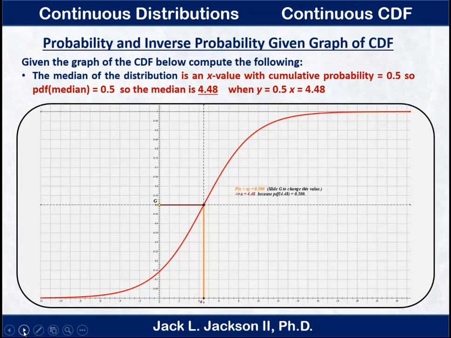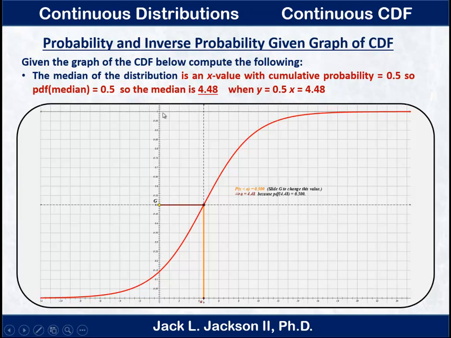Now, let's see. What about the median? Well, the median of a distribution, if you remember when we were looking at discrete distributions or just data in general, the median was an x value so that half of the data was below it. So this is also known as the 50th percentile, or the second quartile. It is an x value so that 50% or 1/2 of the probability is below it. So the cumulative probability is a half. So this is an inverse probability problem.